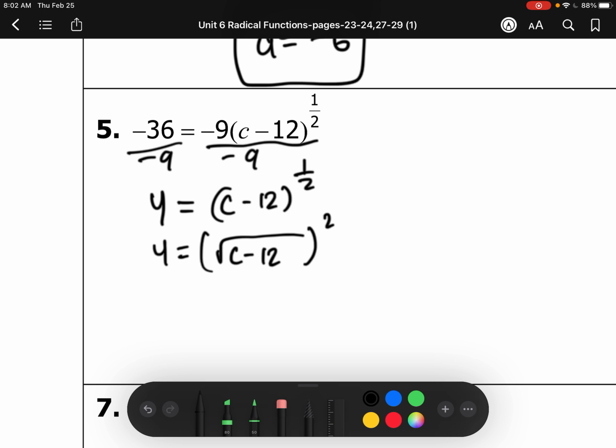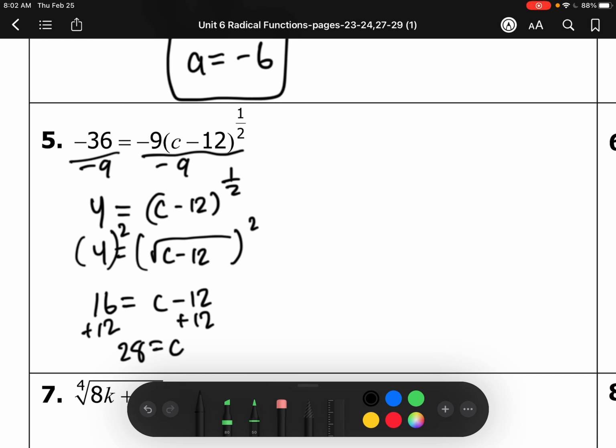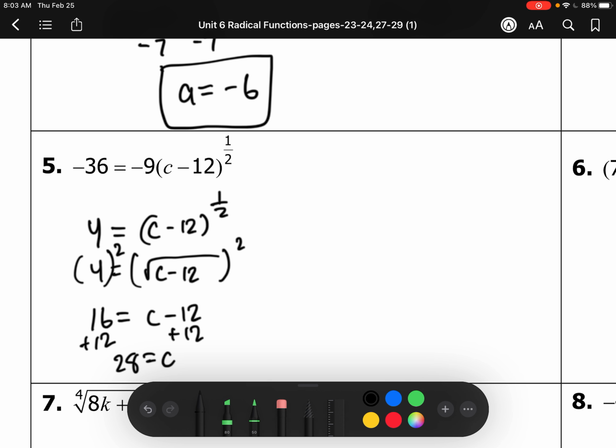I'm going to raise both sides to the power of 2, right? And then I get 4 squared is 16, so 16 is equal to c minus 12. I'm going to add 12 to both sides, and I get 28 is equal to c, or c is equal to 28, right? And then you can plug it in to the original equation to make sure that it is correct. Step 4, check for extraneous solutions. All right, so we have negative 36 is equal to negative 9 times c. I'm replacing c with 28, so 28 minus 12 raised to the power 1/2.